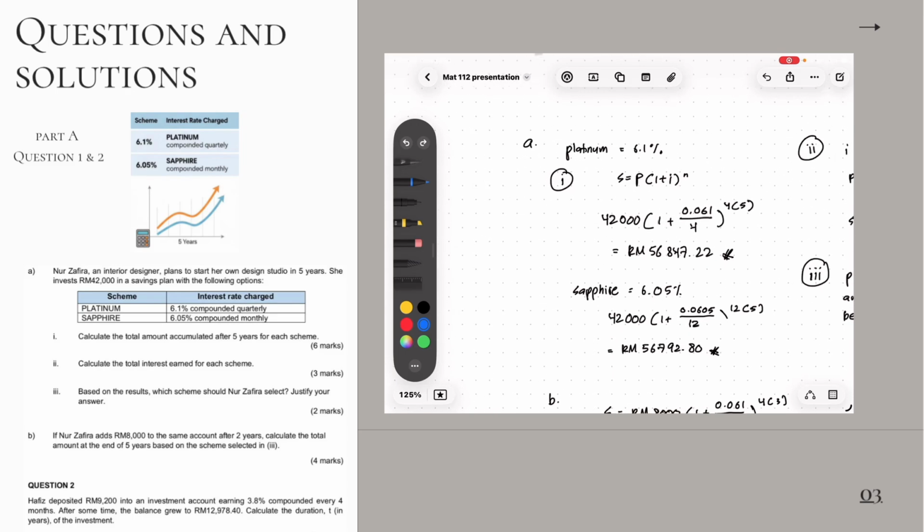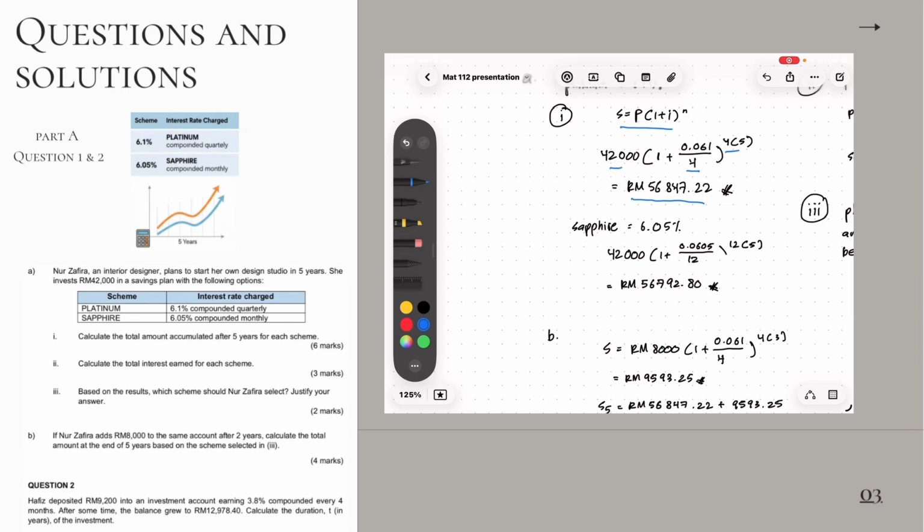Basically, we just use the compound interest formula, which is S equals P bracket 1 plus i over n. And you just put all the information in the formula, which is 42,000 (1 plus 0.061 over 4), which is compounded quarterly, and the power of 4 times 5, because the duration is 5 years. So for the platinum you will get 56,847.22.